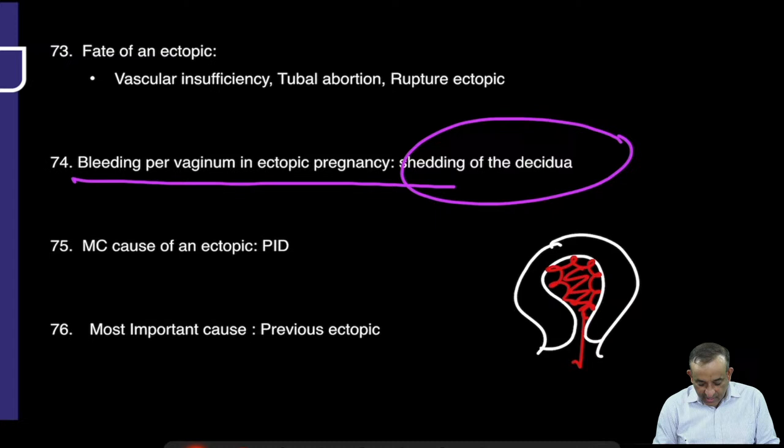All right? So vascular insufficiency is the most common fate of an ectopic. That is, the ectopic dies because of vascular insufficiency and the endometrium sheds to cause vaginal bleeding.